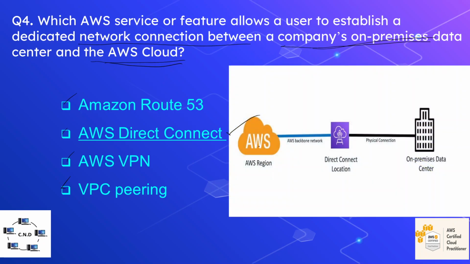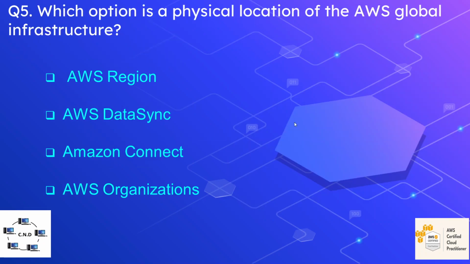And here is the visual. So here we can see that we have an on-premises data center and we want to connect it with the AWS cloud through an AWS region. So what can we use? We can use AWS Direct Connect, and this will then connect us to the seamless connectivity of the AWS cloud.